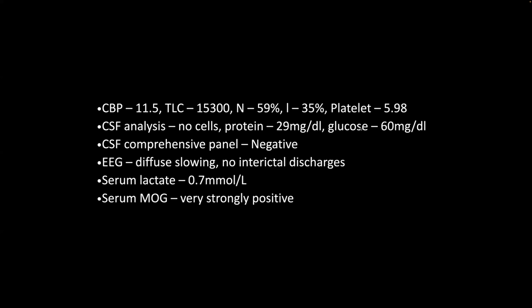Labs were done, in which hemoglobin was 11, TLC had a mild elevation to 15,000, but neutrophils were 59%. We did CSF analysis, which was completely acellular. Protein was 29 and glucose was 60. We sent a CSF comprehensive panel that included bacterial, viral, and fungal panels, which was negative.